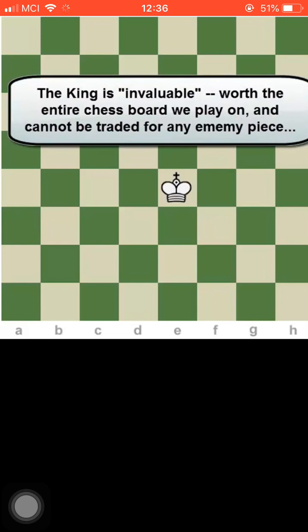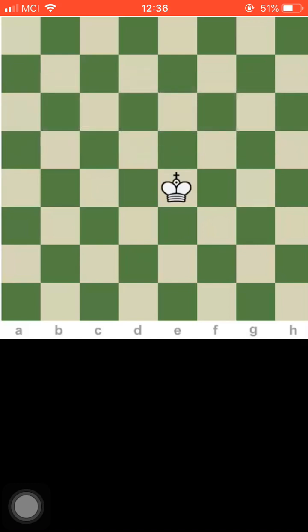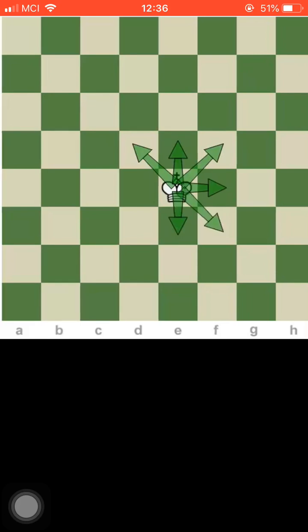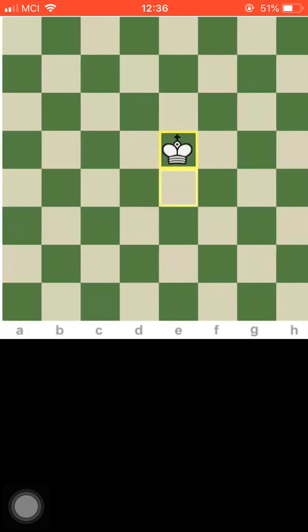Some have even said the king is worth more than your mother. Totally joking, just relax. In any case, the king can only move one square at a time, but in any one direction he chooses. Much like a queen, however, limited by only one square at a time. The king could move from this position to D5, to E5, to F5, and so on and so forth.